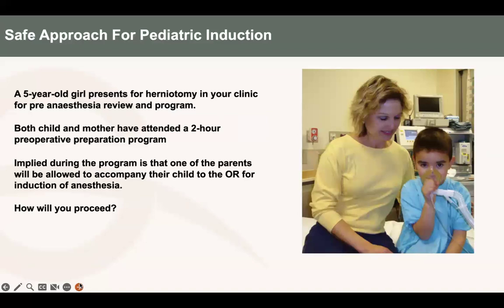And here is a scenario for you to think about how you approach babies. It is a 5-year-old girl who presents for herniotomy, in your clinic during your pre-anesthesia review. Both the mother and child are with you during your evaluation. You take the baby to the theater along with the parents, and then how do you proceed in the theater? How do you induce this child?